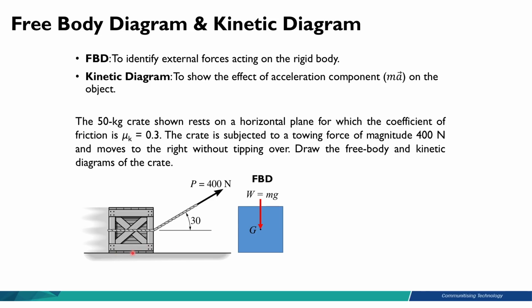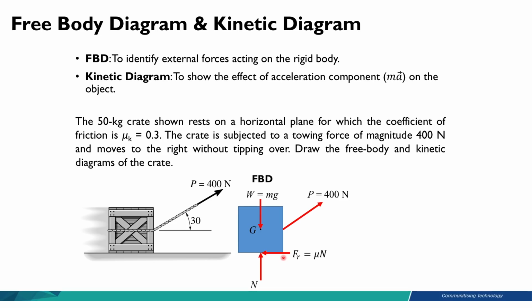And then since the rigid body is resting on a horizontal plane, so it is basically in contact with the surface down here, there will be a normal force pointing up. So we have a weight pointing down, normal force pointing up. This is in y-axis. And we have a towing force P here. So this is another force that is currently acting on the crate, on the rigid body. And finally, it says that this is moving on a rough surface that has a coefficient of friction mu k equal to 0.3. So therefore, we also have a friction force.